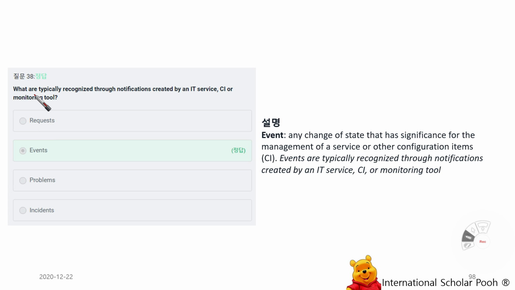What are typically recognized through notifications created by an IT service, CI, or monitoring tool? Event. Any change of state that has significance for the management of a service or other configuration items. Events are typically recognized through notifications created by an IT service, CI, or monitoring tool.